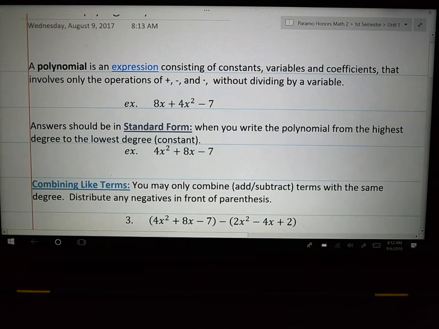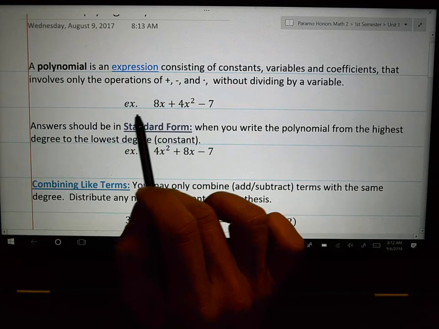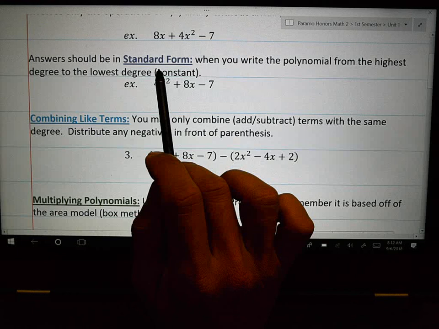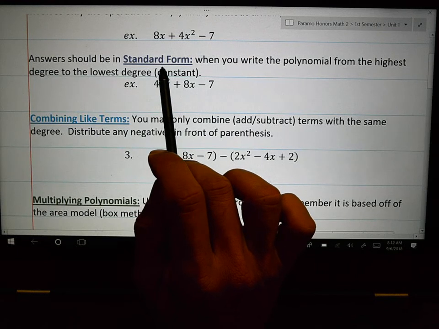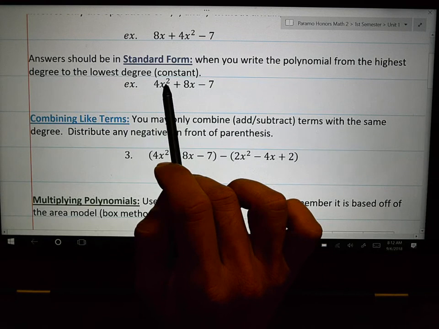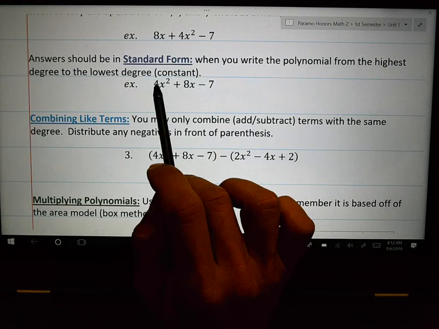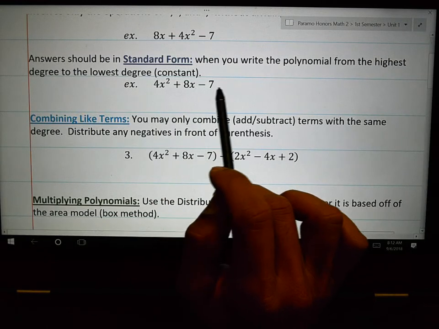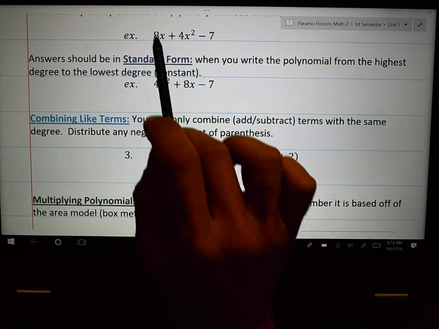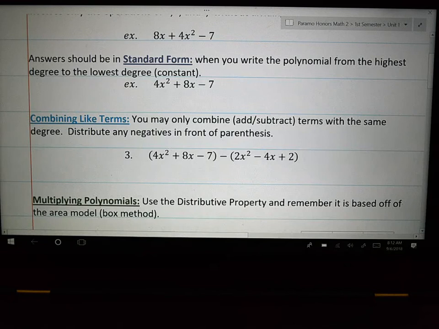This is a polynomial. When you are given a problem, it doesn't matter how it is formatted, I always want your answers in something called standard form. Standard form is when you give your answer with the highest degree. X squared has to be first, even though that's a 4. I want 4x squared, that's the highest degree first, then your x, then any constants. They should descend, basically. And you move around. So the 4x squared you would put in front, the 8x is the middle, and then the minus 7 at the end.